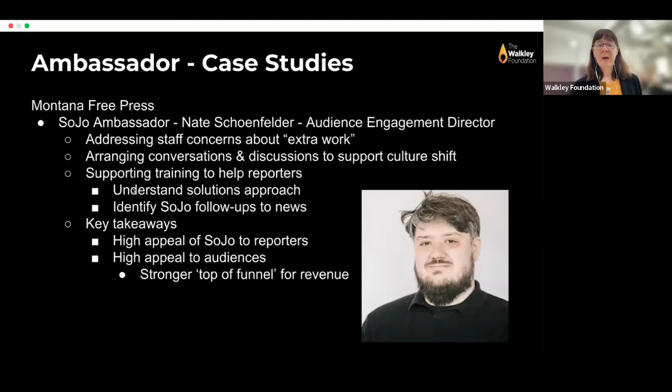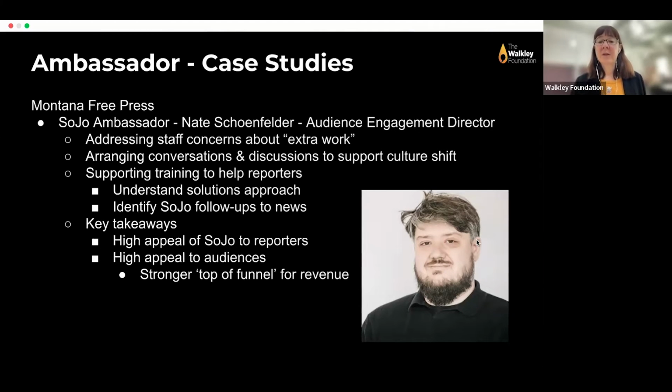At the Montana Free Press, the Solutions Ambassador is Nate Schoenfelder. So he's the Audience Engagement Director. And so his task there has been looking into things like addressing staff concerns about, is this going to mean extra work? We work in an industry where we're often asked to do more for the same or less. So just forward managing for that risk has been important.